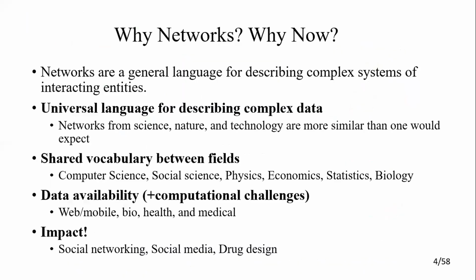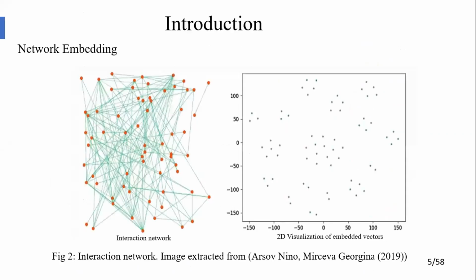Based on our graph, networks are generally a general language for describing all the complex systems of interacting entities. We are mainly representing complex data by using graphs, and new technologies are also similar, as one can expect based on this network. It's also shared among different fields, such as computer science and social sciences, and it's also applicable to biomedical, health and medical, social networking, social media and drug design.